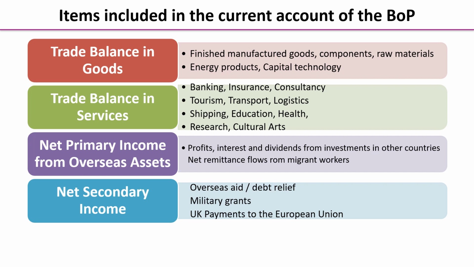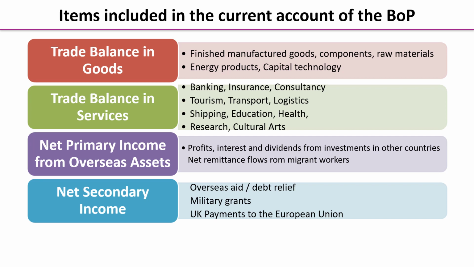So if we have a look first of all at primary income, this is when citizens of a country own assets in another country. The profit, the interest and the dividends that these assets earn, when they're repaid to the country of origin, they will come through this part of the current account.